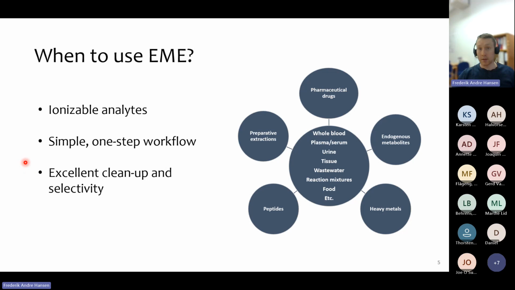And in the past, what people have used it for is captured in this figure, where you can see the different matrices, so a lot of biological fluids, but also wastewater, reaction mixtures, or food has been analyzed. And in particular, it's been used for pharmaceutical drugs, endogenous metabolites, heavy metals, peptides, and some preparative applications.